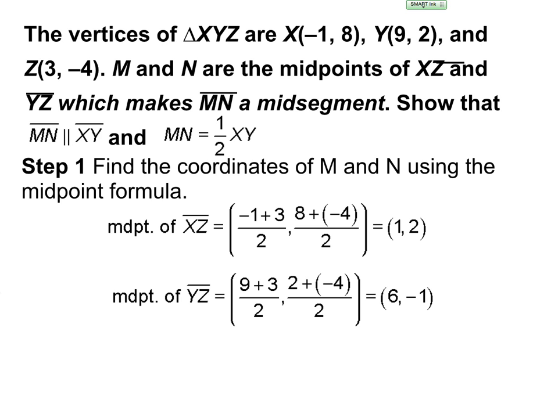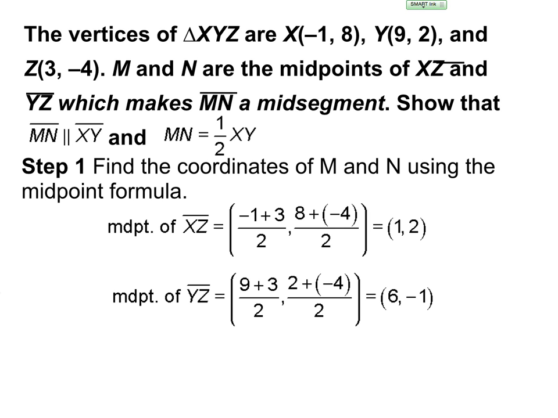How are we going to show that MN is parallel to XY? What can we calculate that would help us tell? Slope. Okay, slope. What do we need to find the slope of? XY and MN. Okay, so slope of XY, slope of MN. We're going to demonstrate that XY and MN, the midsegment and the side of the triangle, are parallel. How are we going to do that? They should have the same slope. Let's make sure it works out right.